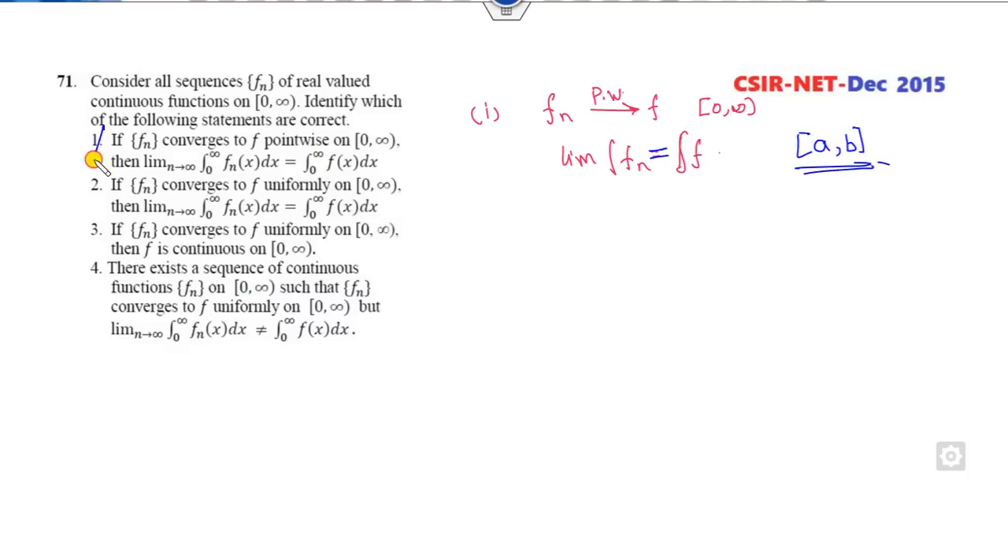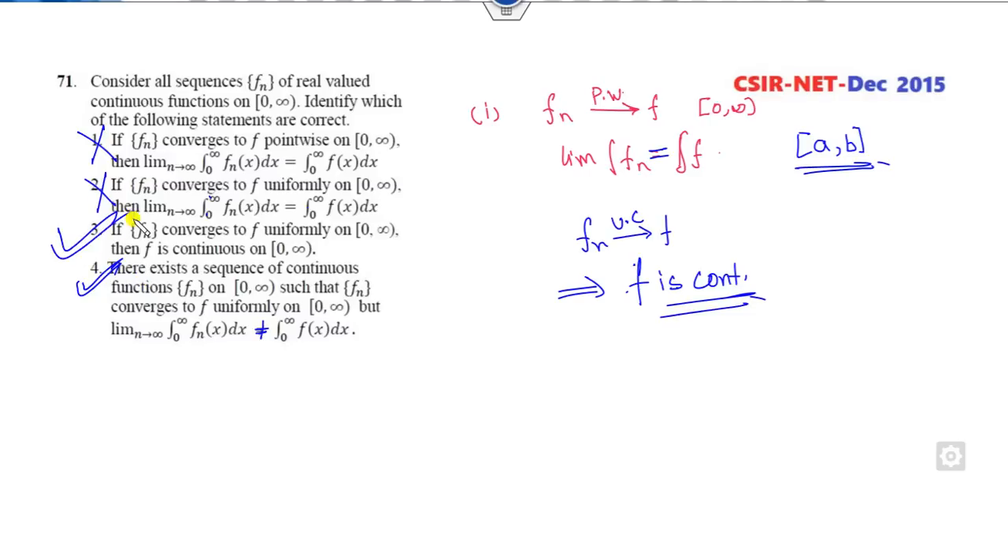So it is not a closed interval, cancel. They are not equal, so it's a correct option. Look at the third option. If Fn converges to f uniformly, what is the meaning of that? Fn converges uniformly, and every uniform continuous function is continuous, so f is continuous. The third is also the right answer.